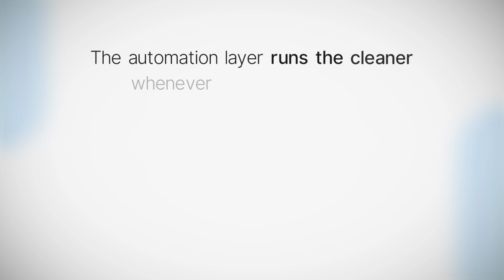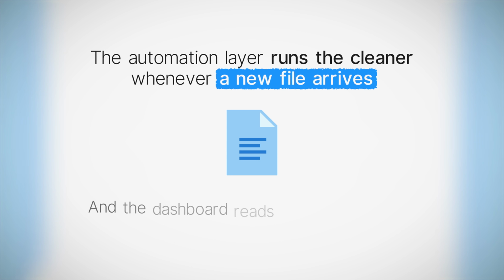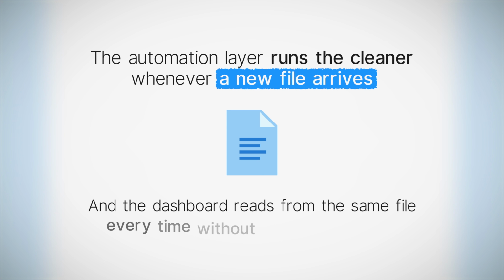And that's the full system. Raw ERP exports go into an input folder, the cleaner standardizes them and then appends them into a single growing CSV. The automation layer runs the cleaner whenever a new file arrives, and then the dashboard reads from the same file every time without ever being rebuilt. The dashboard gets built once. The cleaning logic gets defined once, and after that, new months flow through the system on their own.